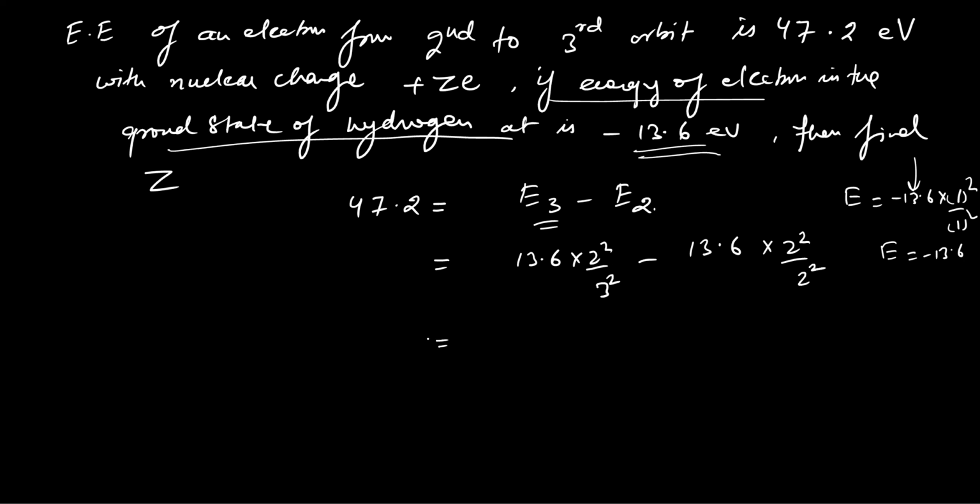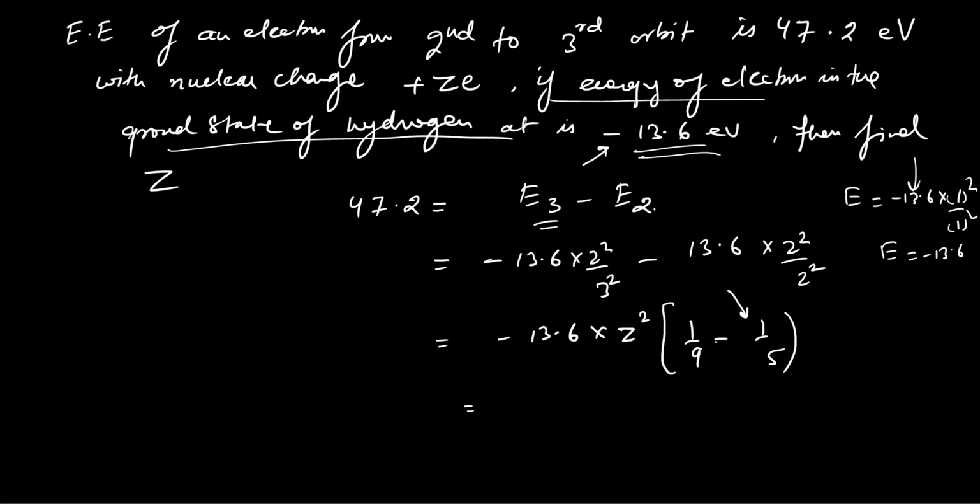Yes, sir. Now you will get 13.6 into Z square; take Z square as common, and you will get 1 by 9 minus 1 by 4. You know this value is greater than this one, so you will get the negative sign. We put the negative sign because it is given that the energy is minus 13.6.